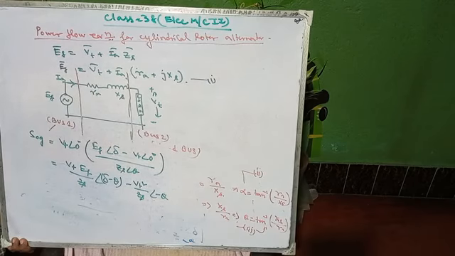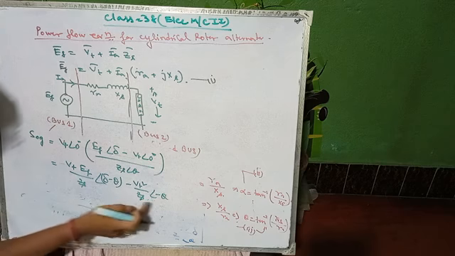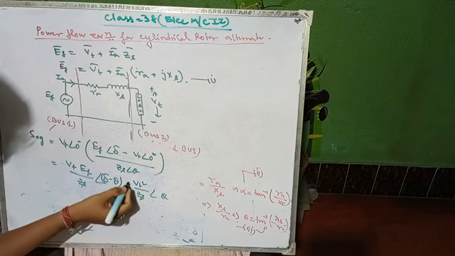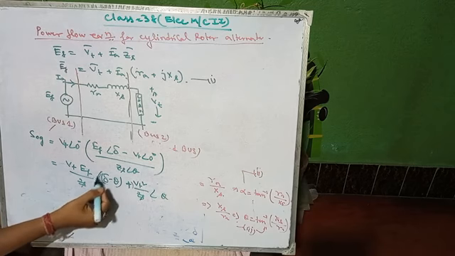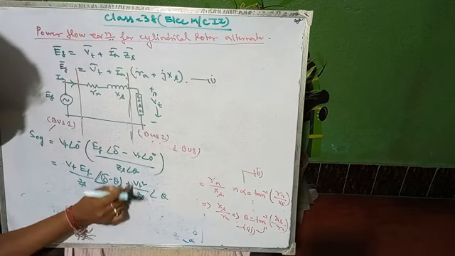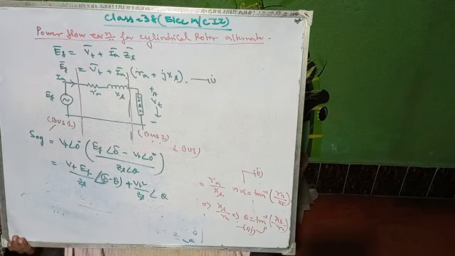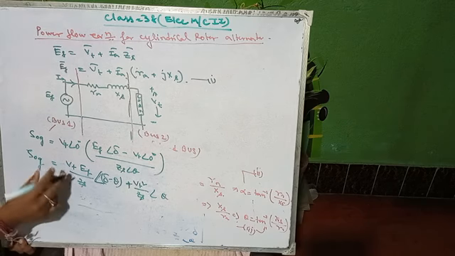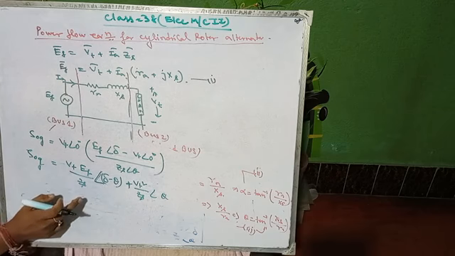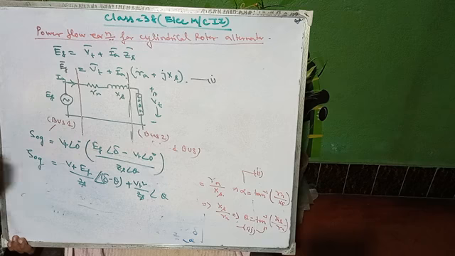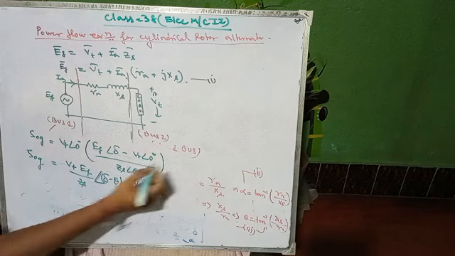VT square by ZS, angle will be minus theta. So if we want to change this minus, we can change it by putting the negative sign as a coefficient, so it will become positive. So SOG equals VTEF by ZS angle delta minus theta. And now this is complex, right?